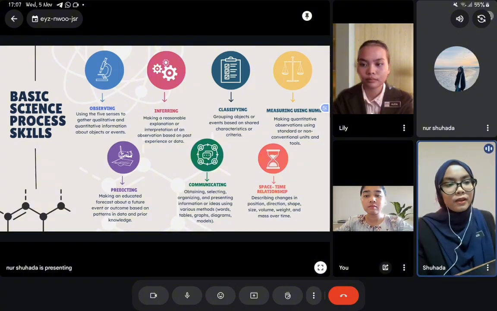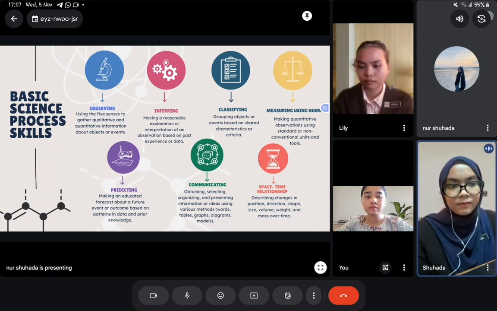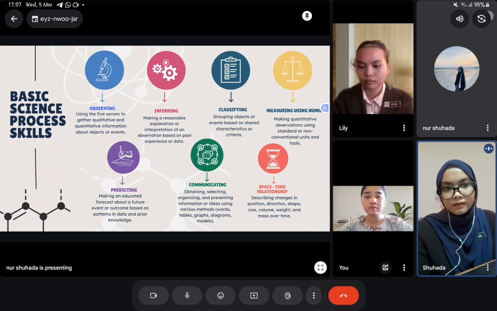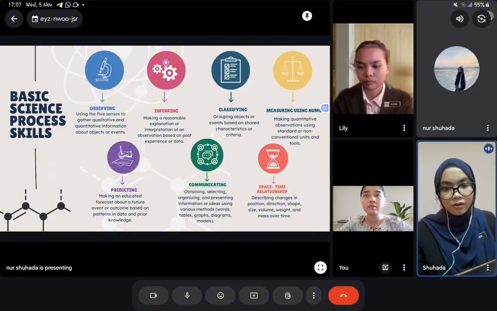Next, classifying. Classifying is grouping objects or events based on shared characteristics or criteria, which helps scientists organize information so that patterns can be recognized and studied more easily. For example, classifying characteristics like looking at features such as color, shape, texture, size, behavior, and so on.